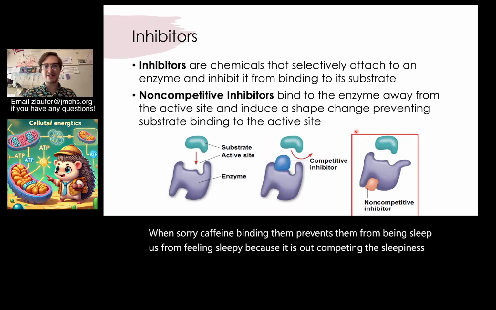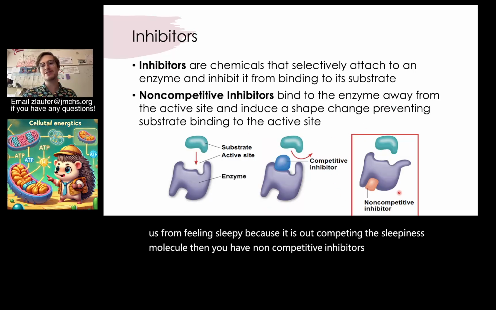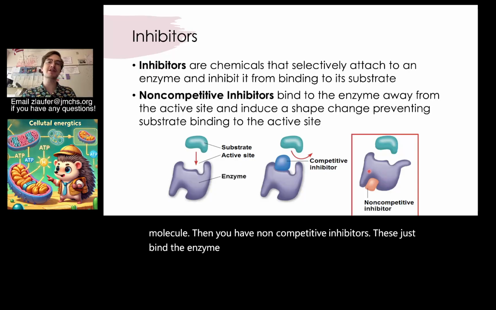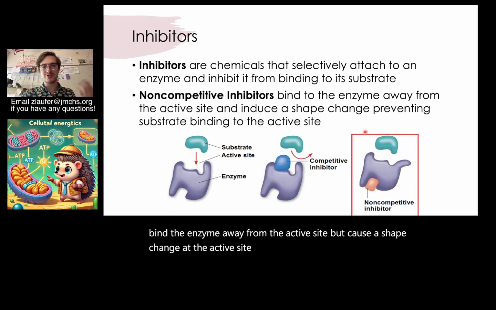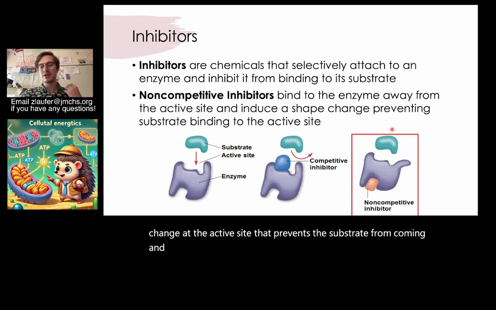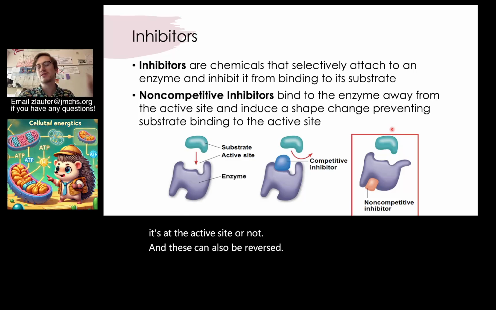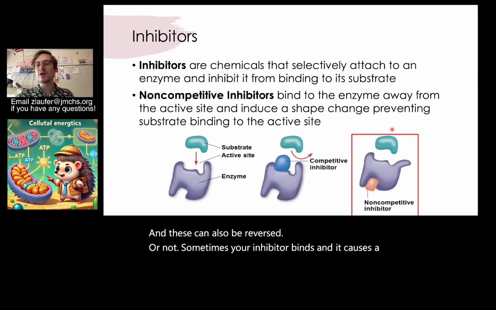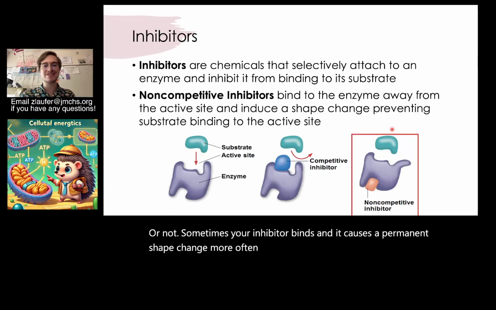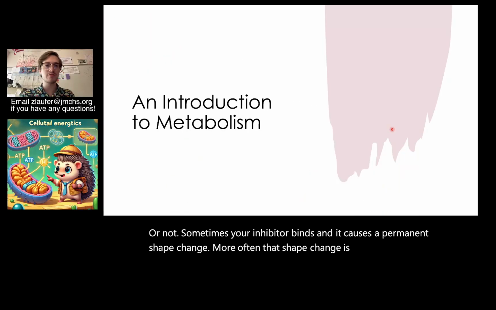Then you have non-competitive inhibitors. These just bind the enzyme away from the active site, but cause a shape change at the active site that prevents the substrate from coming and binding to it. So the main difference is just where they bind, if it's at the active site or not. And these can also be reversible or not. Sometimes your inhibitor binds and it causes a permanent shape change. More often, that shape change is reversible from the inhibitor.